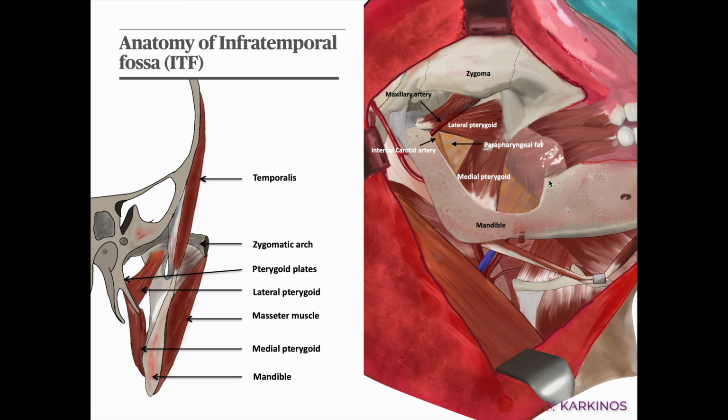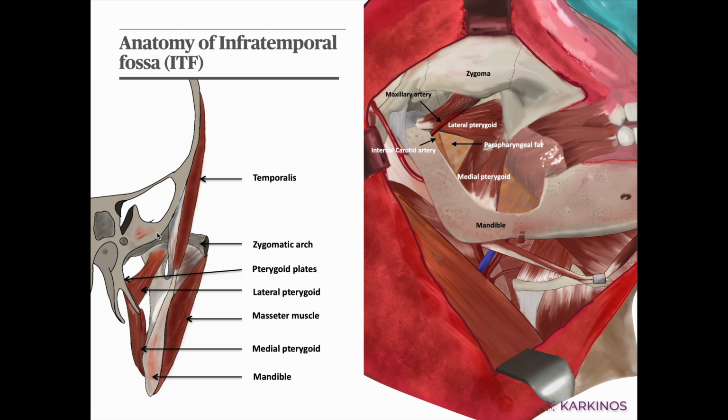In this diagram a portion of the mandible has been removed, and it shows the relationship of the maxillary artery, two heads of the lateral pterygoid muscle, and how this space is bounded medially by parapharyngeal fat, and medial to that lies the internal carotid artery. So this fat makes a separation between the parapharyngeal structures and the infratemporal space.